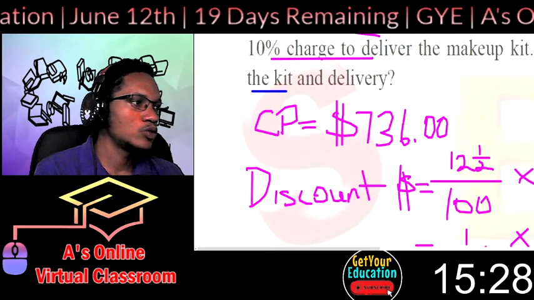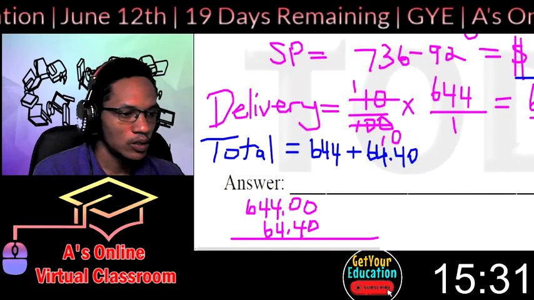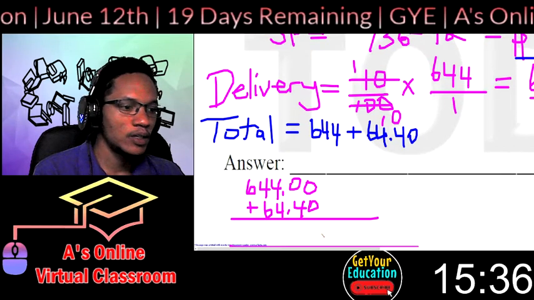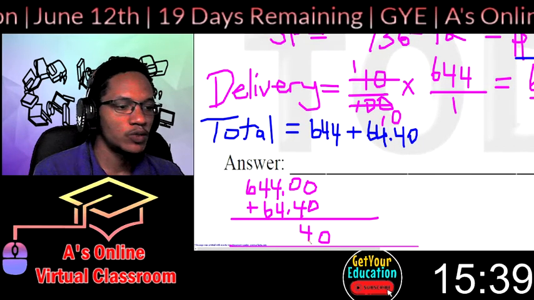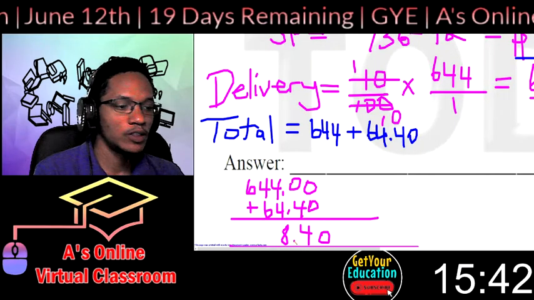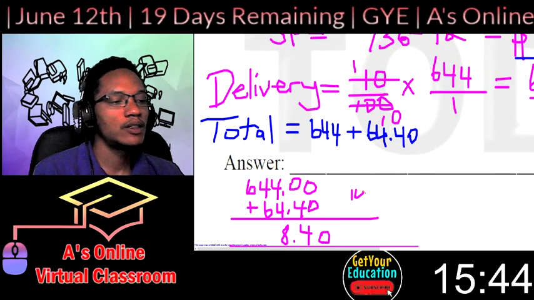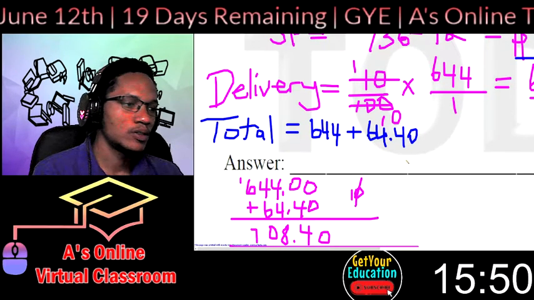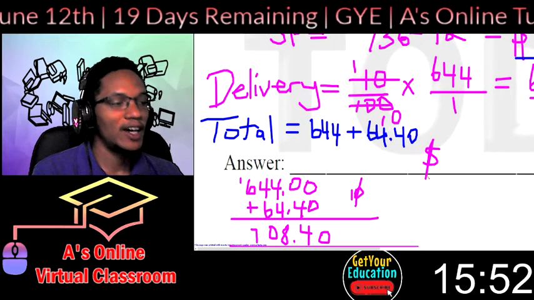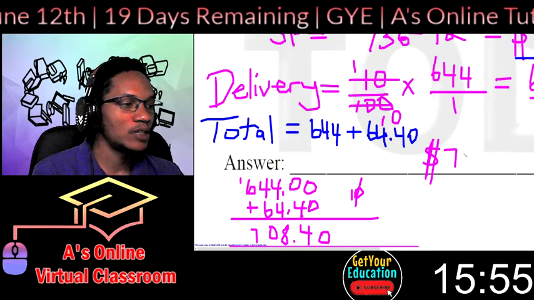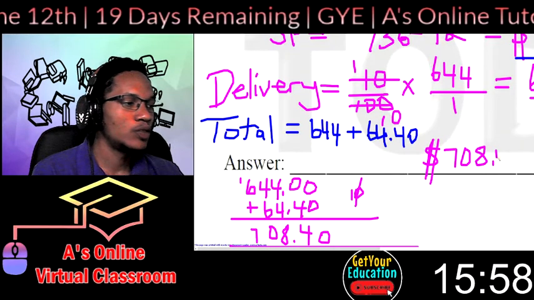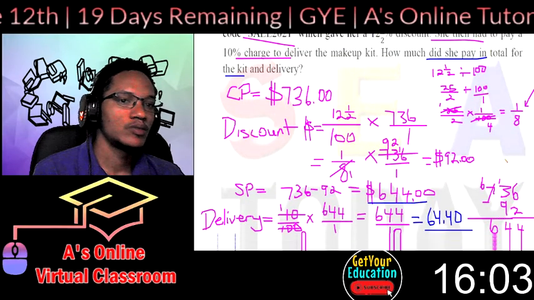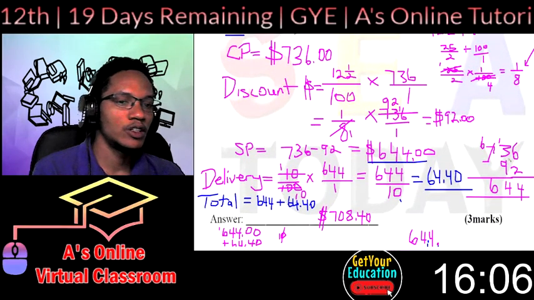So we're going to zoom in, and we're going to add this up. So 0 plus 0 on your right hand side here is 0. 0 plus 4 is 4. 4 plus 4 is 8. Don't forget your point. 4 plus 6 is 10. And 1 plus 6 is 7. So for delivery and the kit, everything came up to $708.40. Alright, so that was 3 marks. Alright, but we eventually got there.